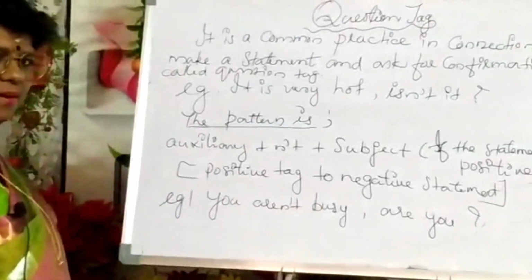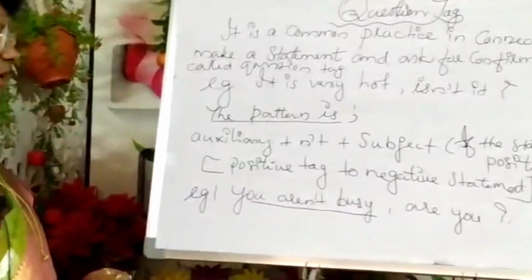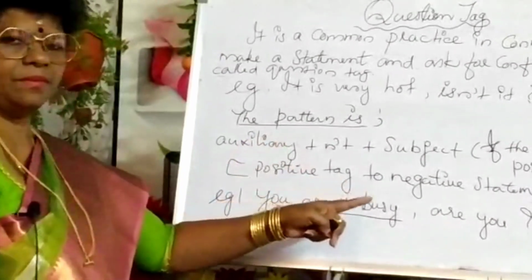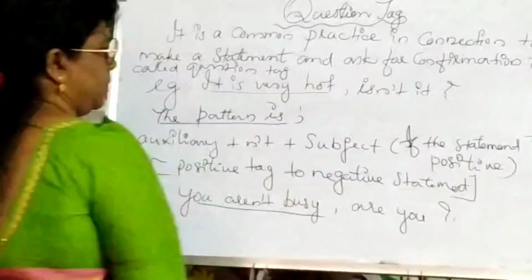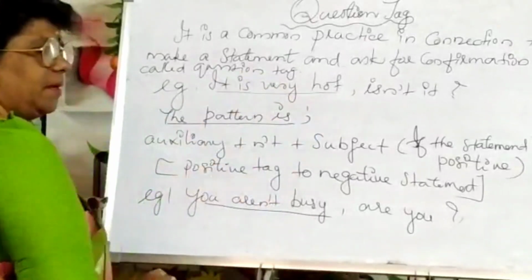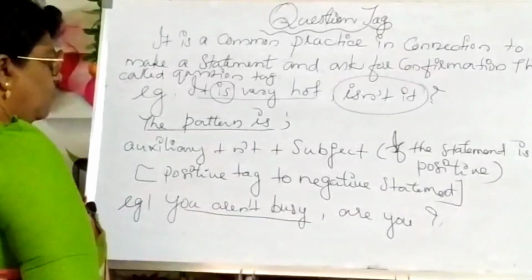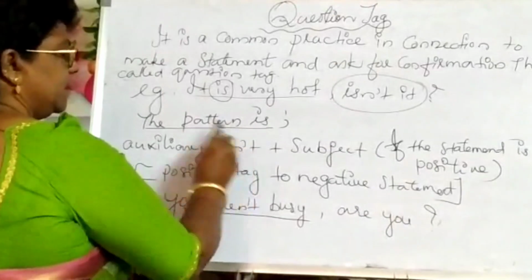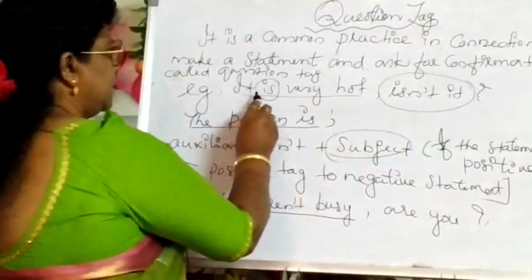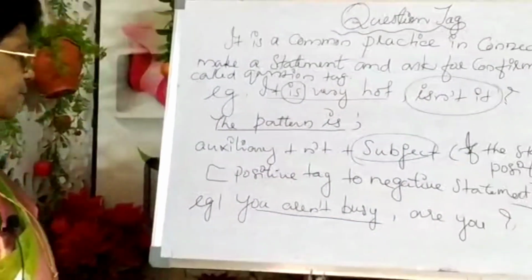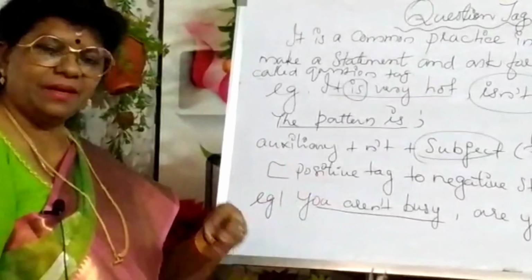Example: you are busy. Negative statement: are you? If the statement is negative, the tag will be positive. Here also, see, it is very hot. This is a positive statement, so the tag must be negative: isn't it? We have taken the auxiliary, plus n't for negative, then the subject, it. So, it is very hot, isn't it? If the statement is positive, the tag will be negative. If the statement is negative, the tag will be positive.